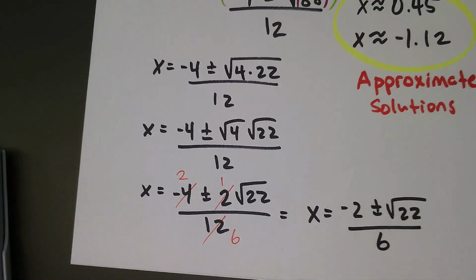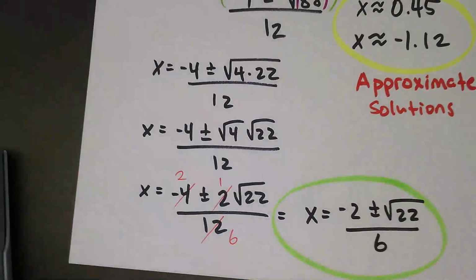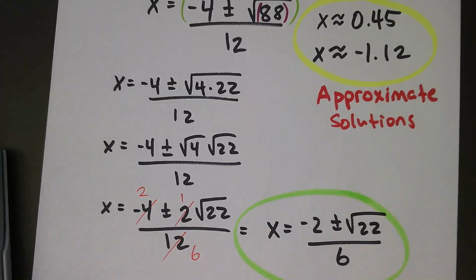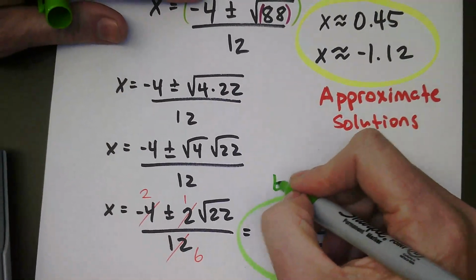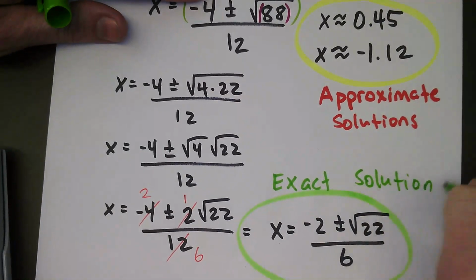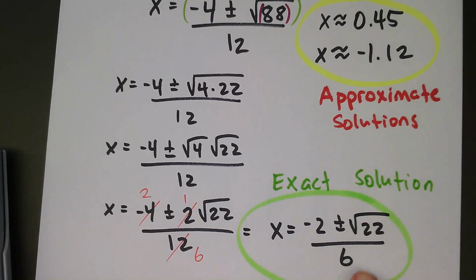That's the exact answer. This is if I needed an exact solution, as opposed to the approximate, or I can get the decimals in the calculator. This would be my exact solution. And that's where the square root symbol stays in there if it's not a perfect square.